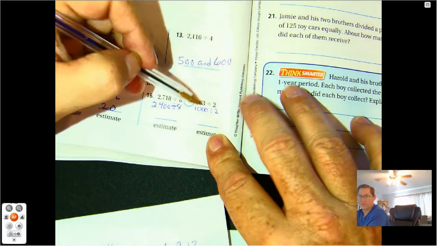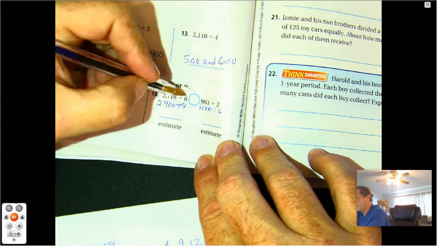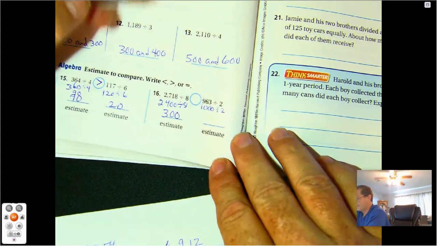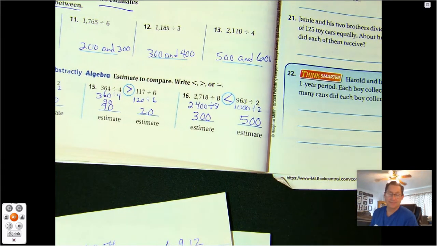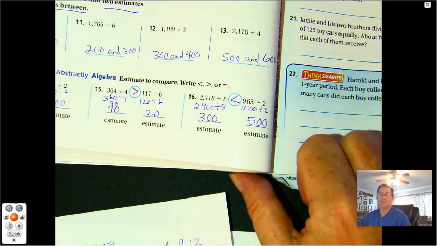All right, so 2,400 divided by 8 is 300. 10 divided by 2 is 5 hundredths. So 2,718 divided by 18 is going to be less than 963 divided by 2. All right.